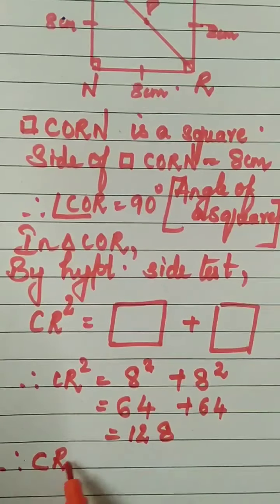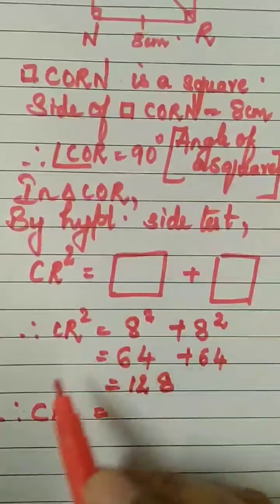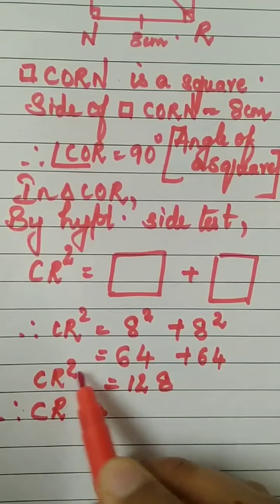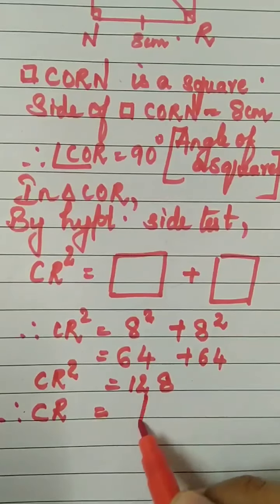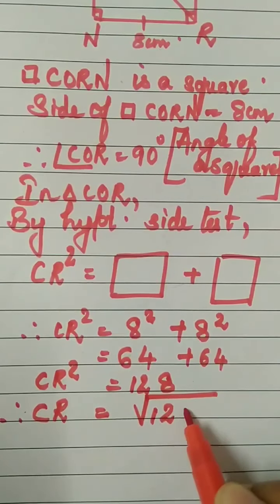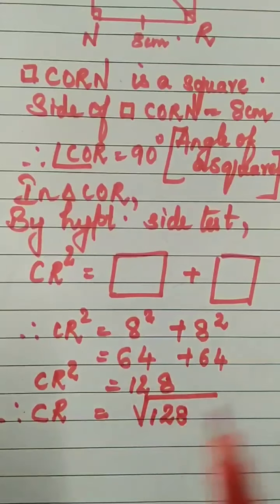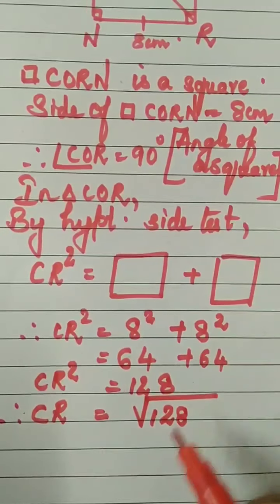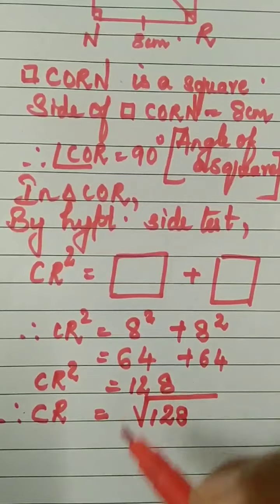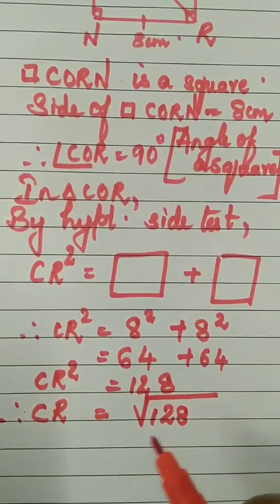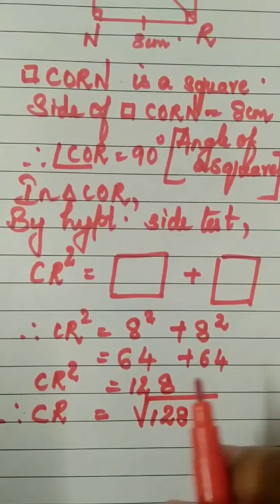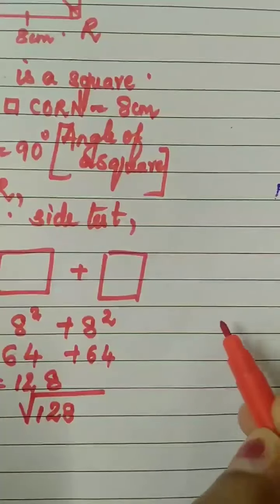Therefore, CR square is 128. Square goes to opposite side, square root of 128. Okay, so keep it as square root of 128. You will not get a perfect square. This is not a perfect square. Square root of 128 answer. You write, if you want, you can factorize.